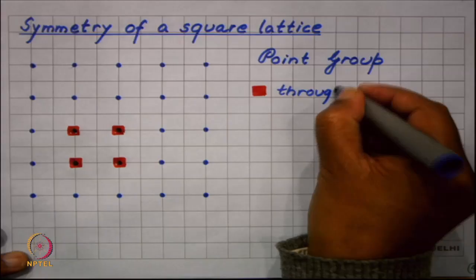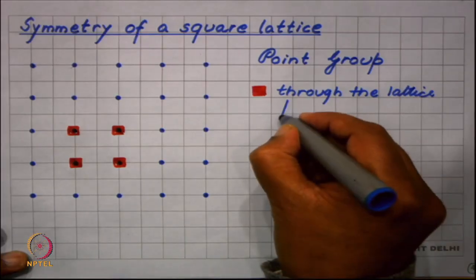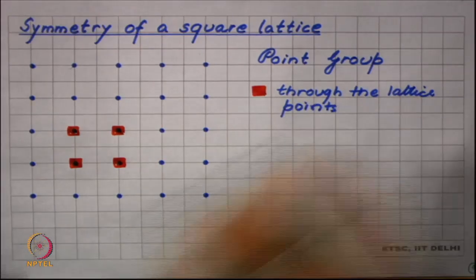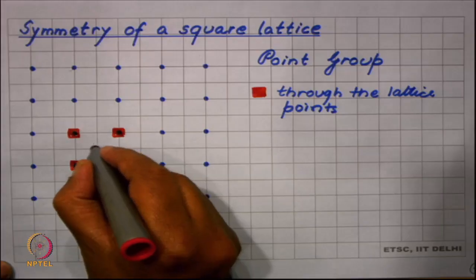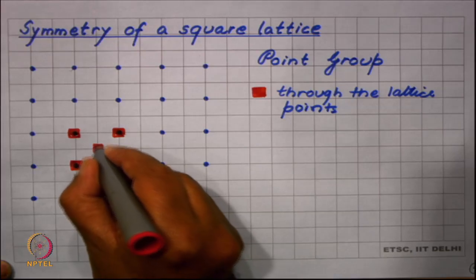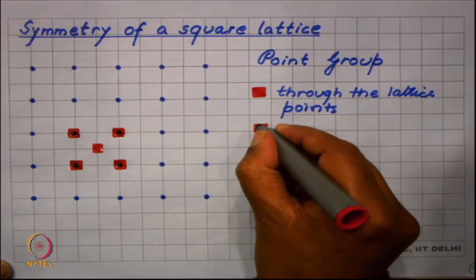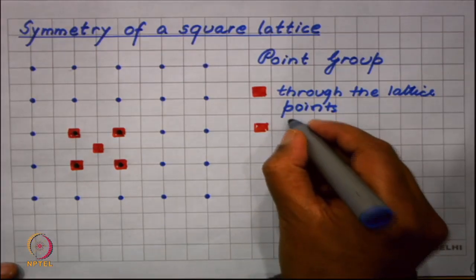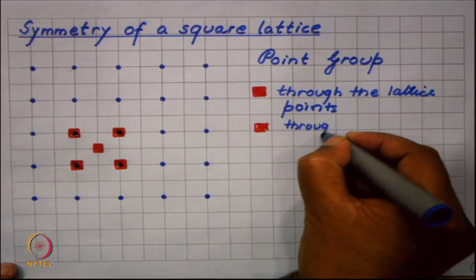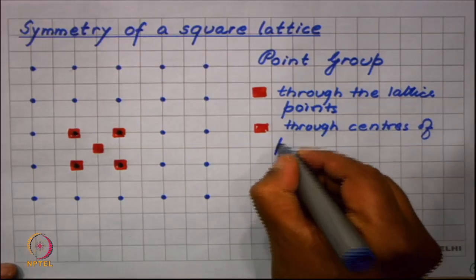A 4 through the lattice points. We also find that there is a fourfold right in the center here, where there is no lattice point. So, the center of the square cell also is a fourfold axis. So, there is also a 4 through centers of primitive square, we can call it.